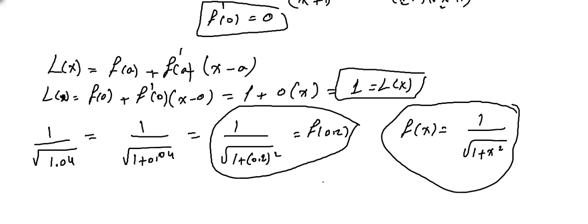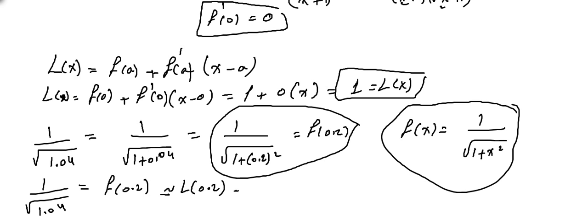So 1 over radical 1.04 is equal to f of 0.2, and f of 0.2 is approximately equal to L of 0.2. Since L of x is equal to 1, this means it will be equal to 1, because x is 0.2, which is near to 0. So the answer will be equal to 1, with an error for sure. We have to keep in mind there is an error. I will explain more about this error in Newton's method of linearization in the next video.